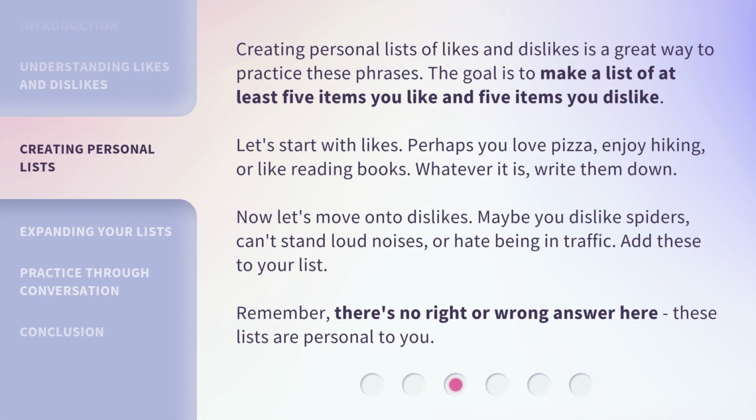Creating personal lists of likes and dislikes is a great way to practice these phrases. The goal is to make a list of at least 5 items you like and 5 items you dislike. Let's start with likes. Perhaps you love pizza, enjoy hiking, or like reading books. Whatever it is, write them down.